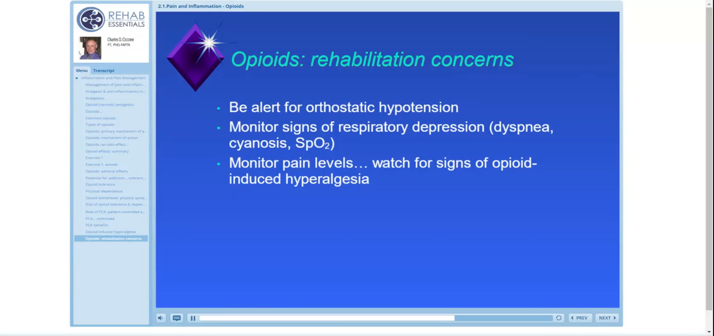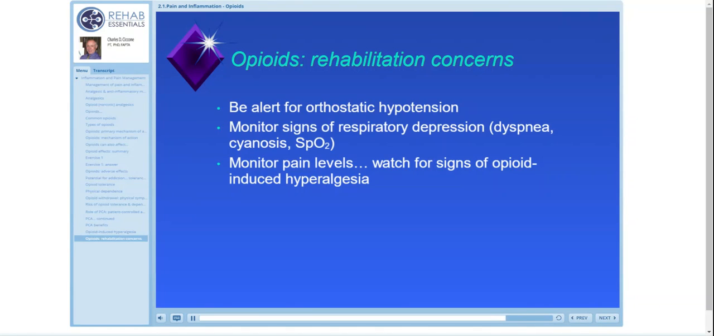And finally, we can monitor our patient's pain levels to see if the drugs are being effective, and especially to watch for that specific patient where the drugs actually have the contradictory or opposite effect of increasing pain. As I said before, we're not sure exactly why this occurs, but we may be in a really good position to pick up on it.